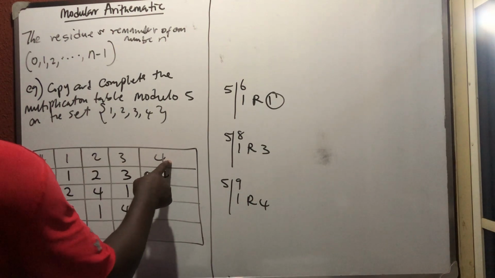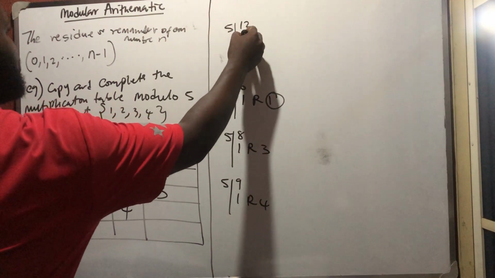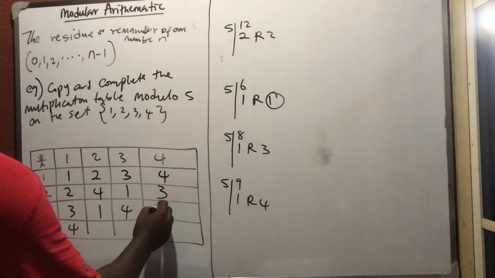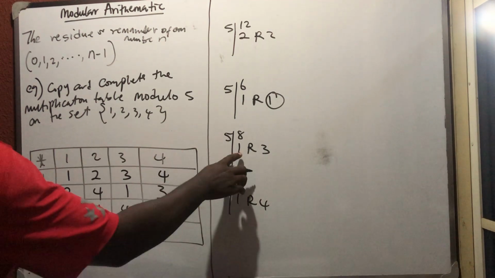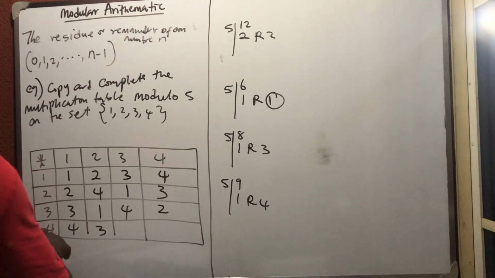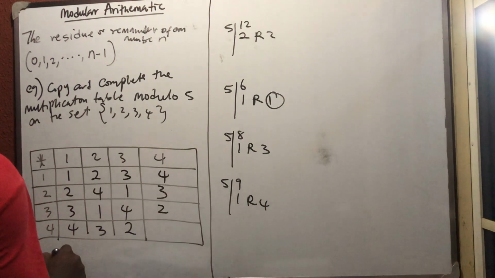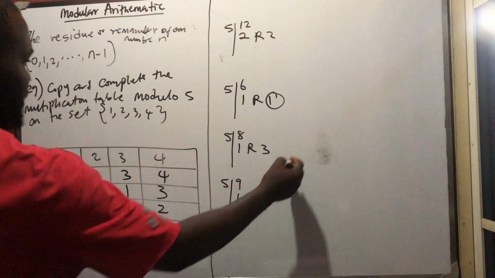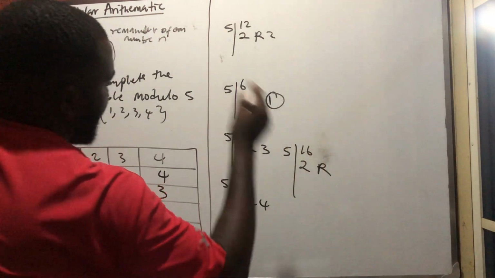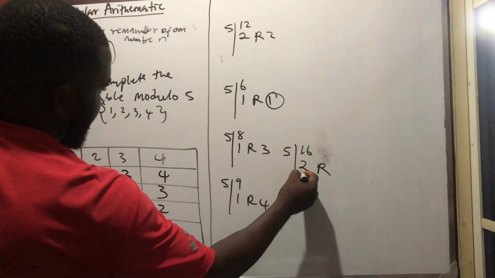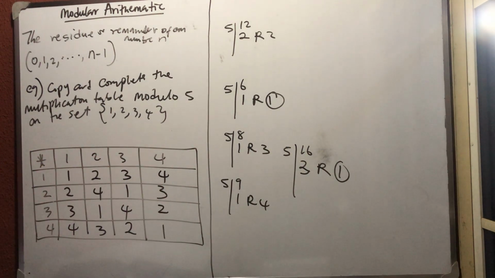3 times 4, 12. 12 divided by 5 gives 2 remainder 2. So I'm writing 2 here. Then the next one, 4 times 2 is 8, and 8 gave us 1 remainder 3. I'm having 3 here. 4 times 3 is 12. 12 gave us 2 remainder 2. I'm having 2 here. Then 4 times 4, 16. 16 divided by 5 is 3 remainder 1. So I'm taking 1 as my answer. As simple as that.